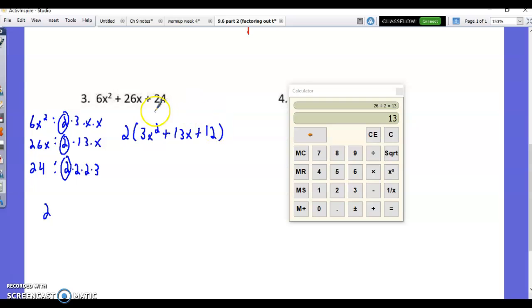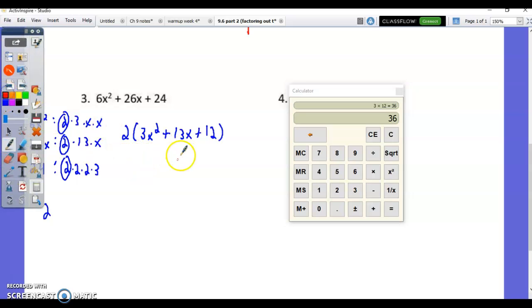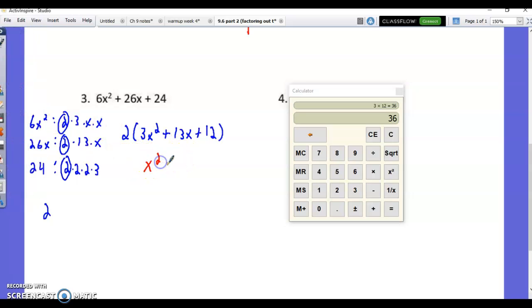Okay, so now we have to do our a times c here, because in here we have a 3 for our a. So I do 3 times 12. So I'm just factoring this middle part now. It's like a whole new problem. 3 times 12 gives me 36. So I'm going to rewrite this as x squared plus 13x plus 36.